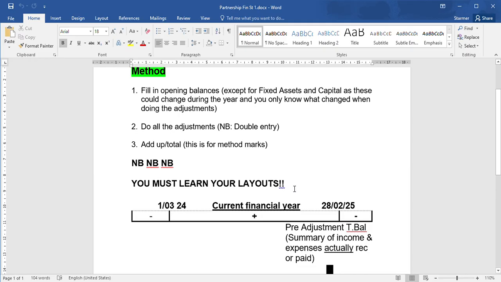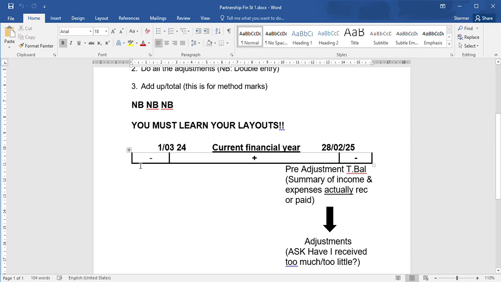And very, very important, you must learn your layouts. If you don't learn your layouts, you won't know what to write where. So it's essential that you learn the layout of both your income statement as well as your balance sheet, and obviously also your notes.